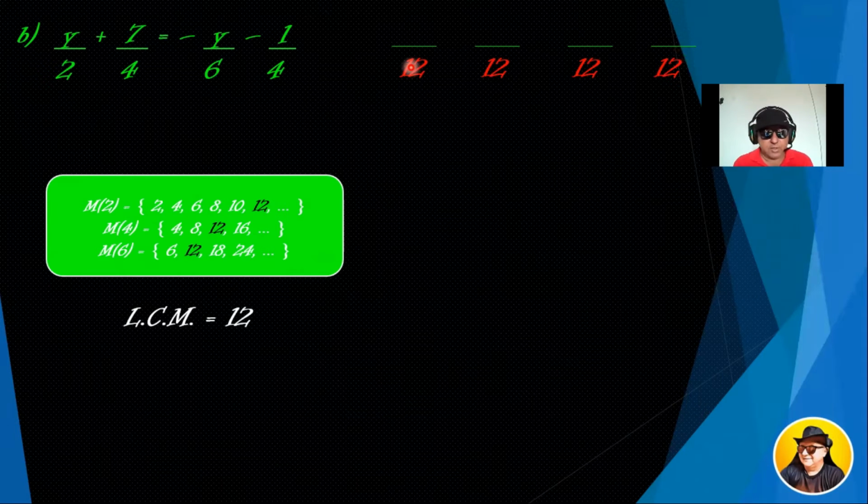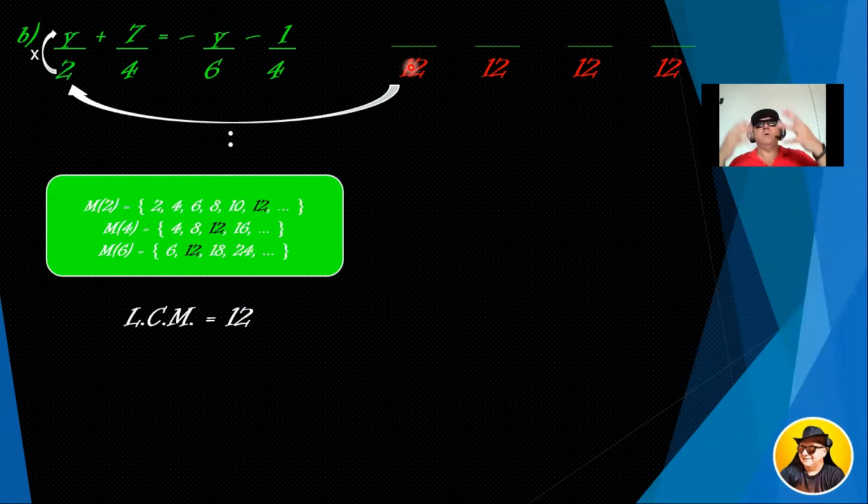Okay, so what I'm going to do, always divide first and then multiply. Always like this since I was a little boy. It will never change. Mathematics is like this. It will always be like this. So let's divide. 12 divided by 2 is 6. 6 times y is 6y.